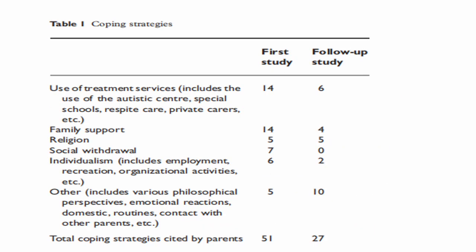And then another thing, you can also look at the table related to their coping strategy. You can highlight, for instance, that the coping strategy with the highest frequency is family support and the use of treatment services. You can convert that into a statement, and by doing that, you can include that in your review. So that's an example, okay?